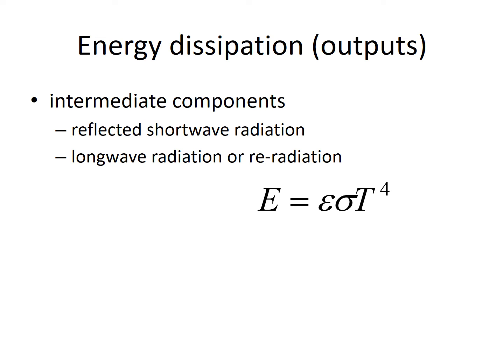Two intermediate components are reflected radiation and long-wave radiation, or re-radiation. Reflected radiation just refers to, as we've mentioned, short-wave radiation that strikes the surface of the leaf and is reflected away. Long-wave radiation, also called re-radiation, refers to energy that is emitted from a leaf due to its temperature. So some energy is lost from a leaf just due to the loss of long-wave radiation from the leaf because it has a temperature above absolute zero.